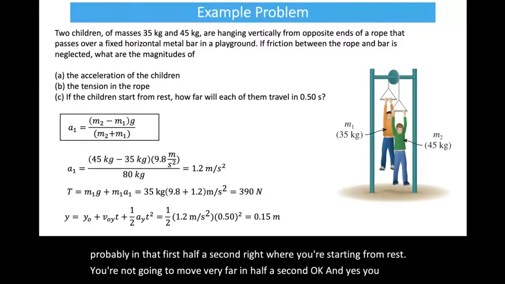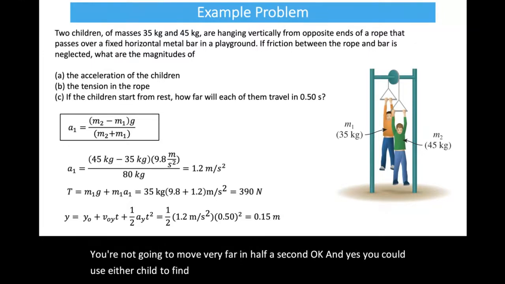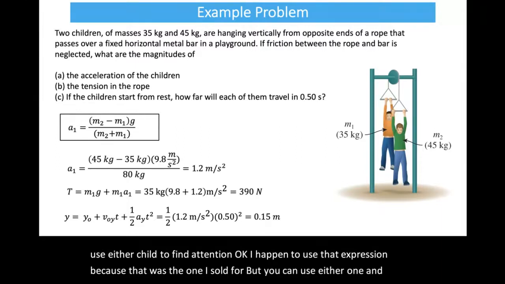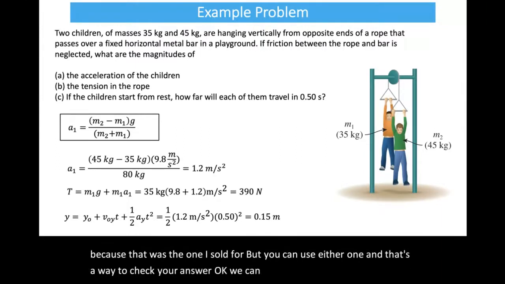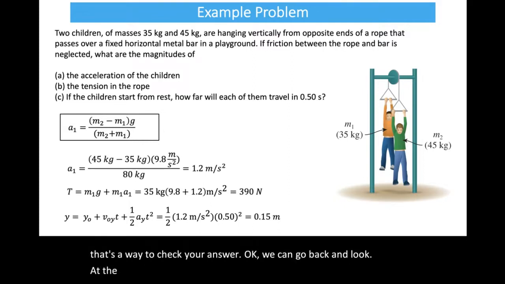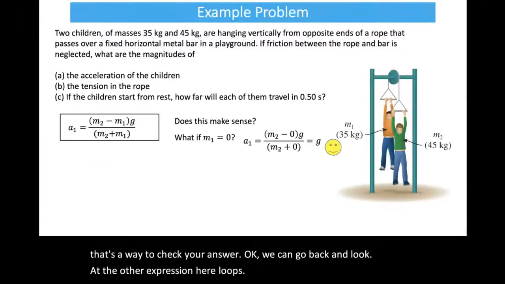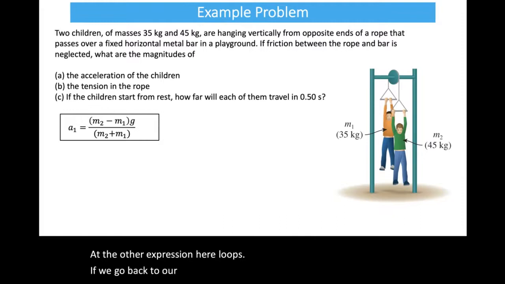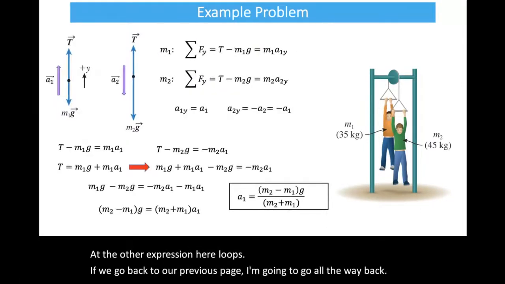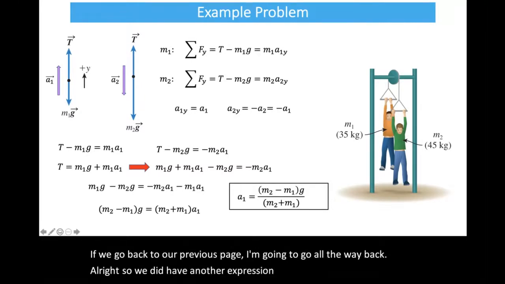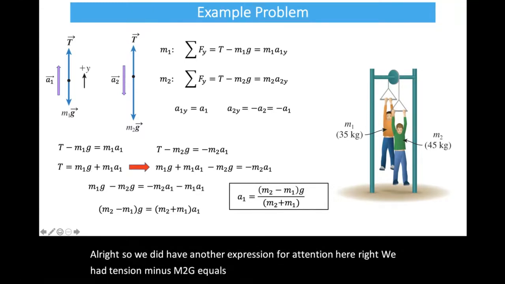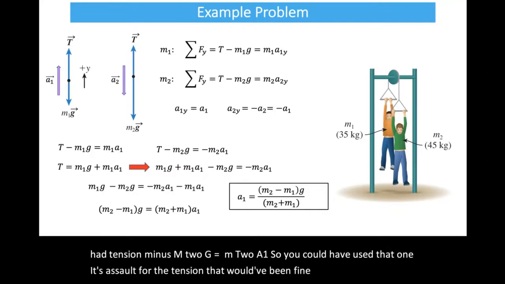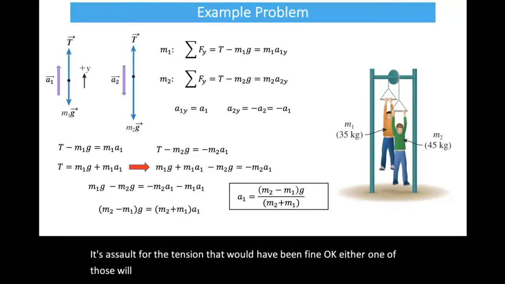And yes, you could use either child to find the tension. I happen to use that expression because that was the one I solved for, but you can use either one, and that's a way to check your answer. We can go back and look at the other expression here. Go back to our previous page. All right, so we did have another expression for tension here, right? We had tension minus m2g equals minus m2a1. So you could have used that one to solve for the tension. That would have been fine. Either one of those will work, and you should get the same answer.